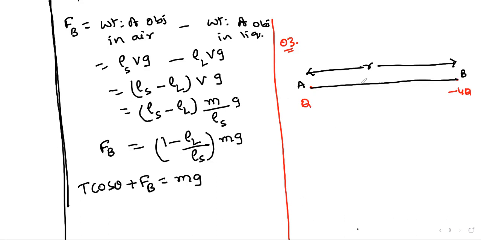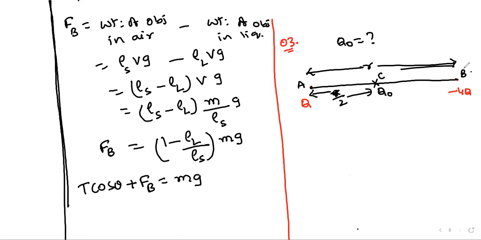We have a third particle having a charge Q naught, which is placed at the midpoint of AB. I need to find the value of Q naught. Okay, fine. So let us consider the midpoint as C.